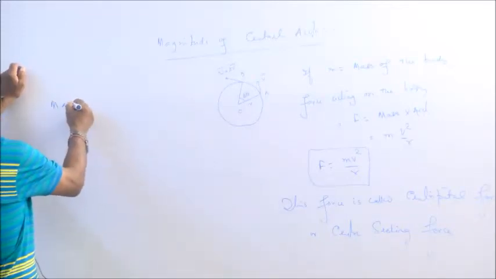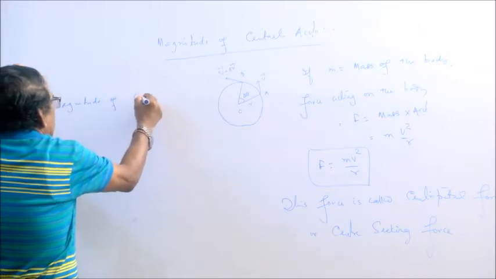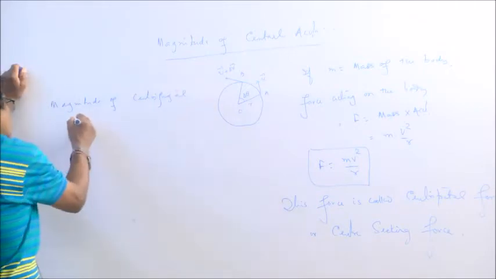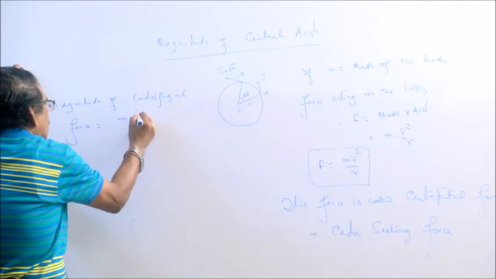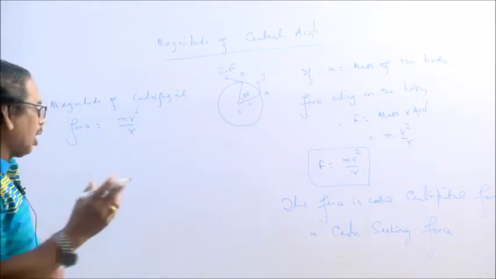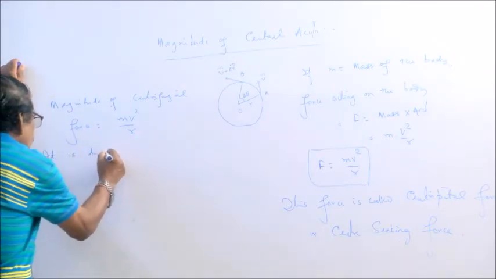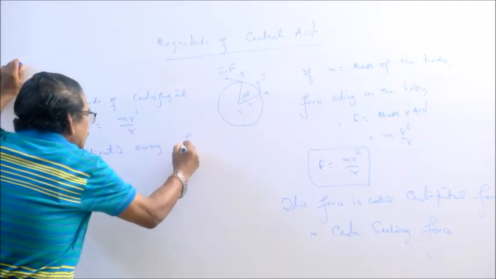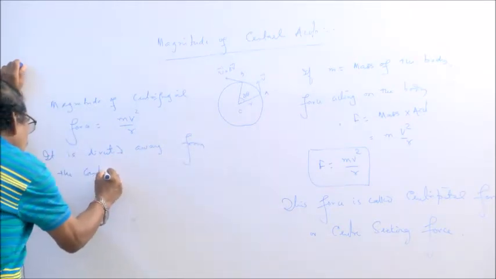Magnitude of centrifugal force is mv square by r. Same magnitude. What is the direction? It is directed away from the center of the circular path.